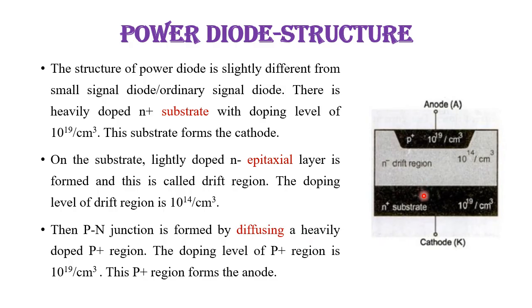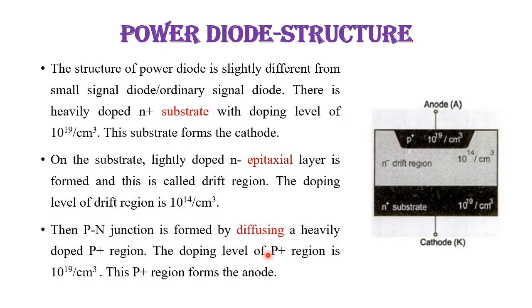On the substrate there is a lightly doped N minus epitaxial region, and this N minus epitaxial region is called the drift region. The doping level of this drift region is 10 to the power 14 per centimeter cube. Next, a P plus region is diffused into the N minus drift region, and the doping level of the P plus region is 10 to the power 19 per centimeter cube, and this P plus region forms the anode. Here is the anode, right?